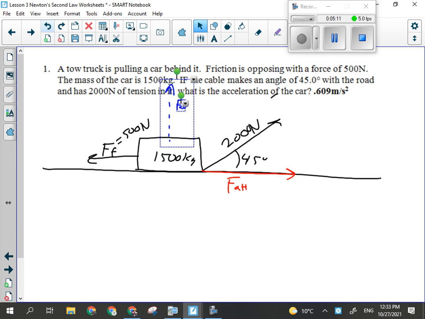Okay, so this force vertical goes right here. What is it opposing? Gravity. Now, that doesn't necessarily mean that it's equal to the force of gravity. It just means that it's opposing it. Is there another force acting vertically?